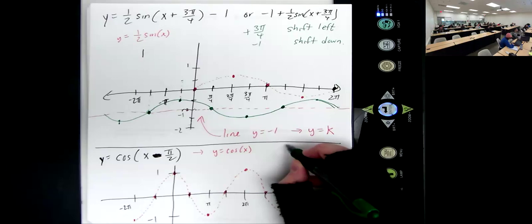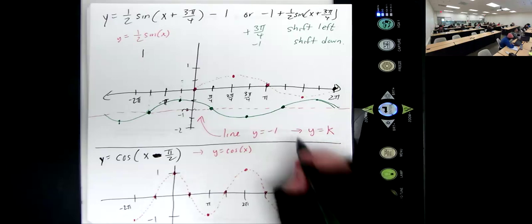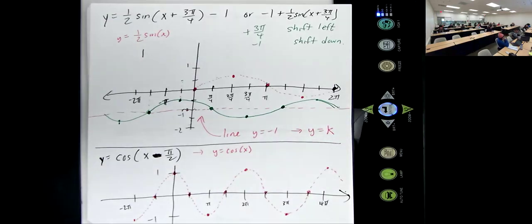So do I go left or right? Who goes with left? We shift to the right. But does anyone go with left? I went left, but it's right.